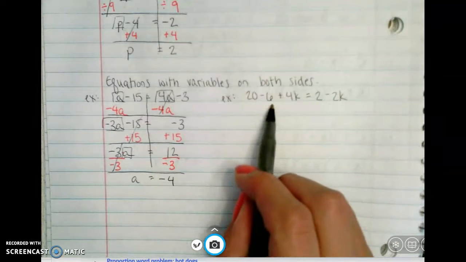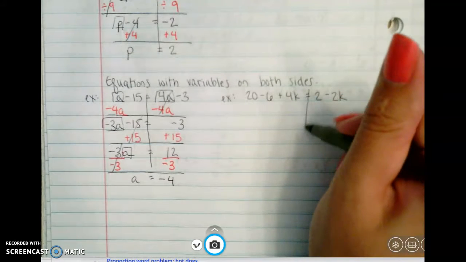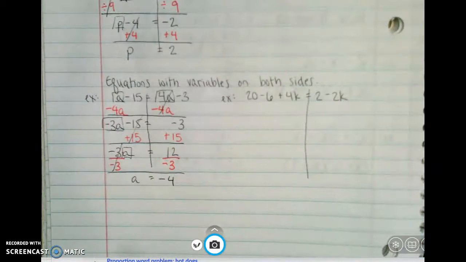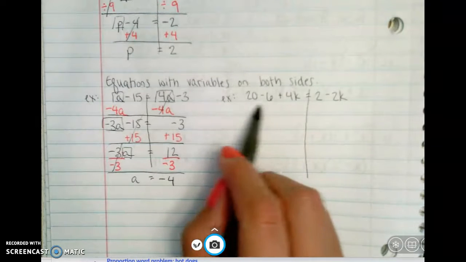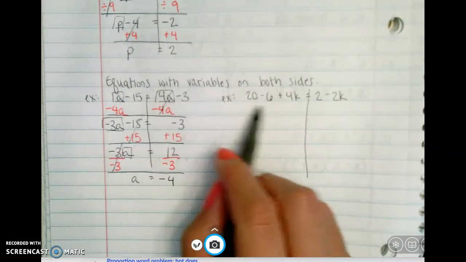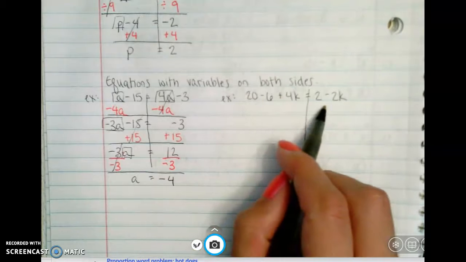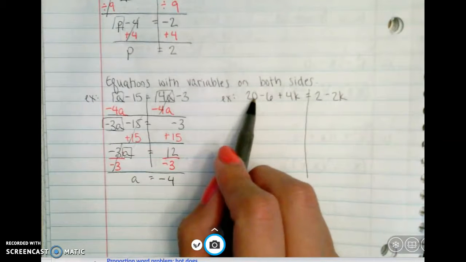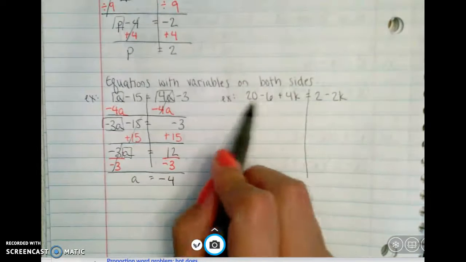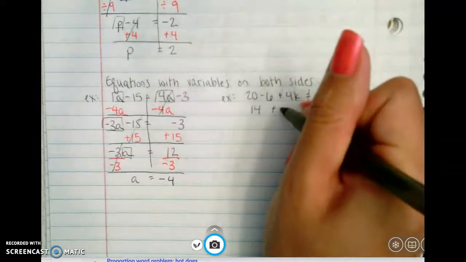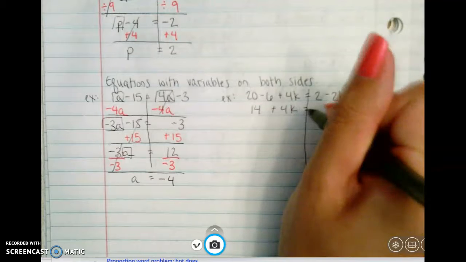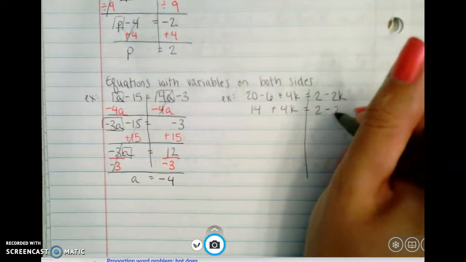On my last example, I'm going to split the problem through the equal sign, and I'm looking to simplify first, combine like terms first. If I look at the left side of the equation, I can combine 20 and negative 6. Since I'm not crossing the equal sign, I'm just doing the math, 20 minus 6. 20 minus 6 is 14, and I'm bringing down the 4k equals 2 minus 2k.